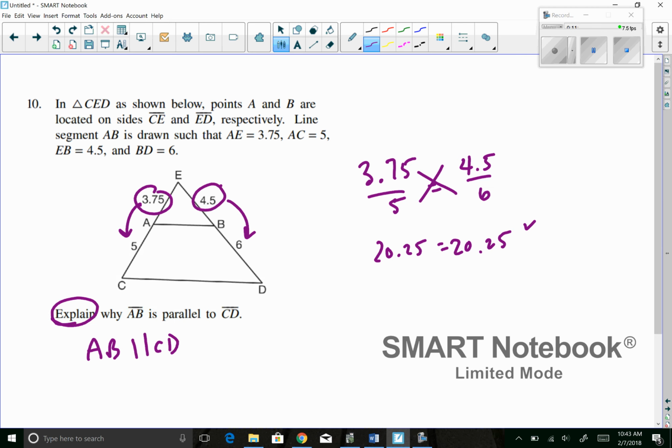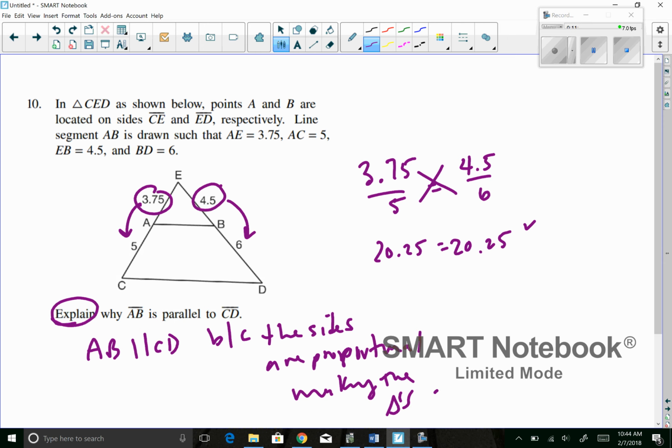It says explain, so I have to use words. Because the sides are proportional, making the triangles similar.